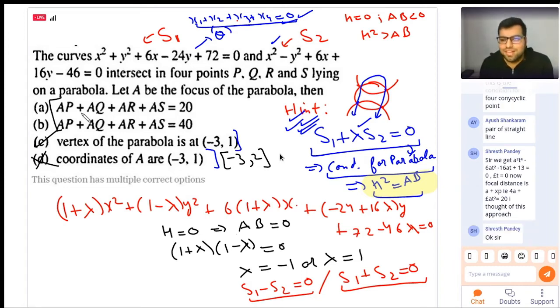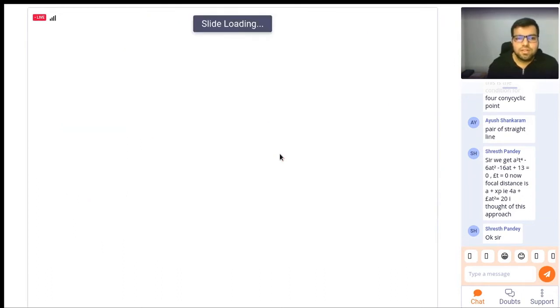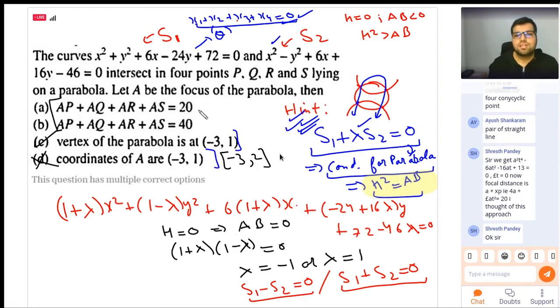Okay. So students, I found out that this is the equation of the parabola. And the vertex is minus 3, 1 and focus is minus 3, comma 2. But now the challenge is to find out AP plus AQ plus AR plus AS. Basically, sum of distance of the focus and the 4 intersection points. So how we will do this?